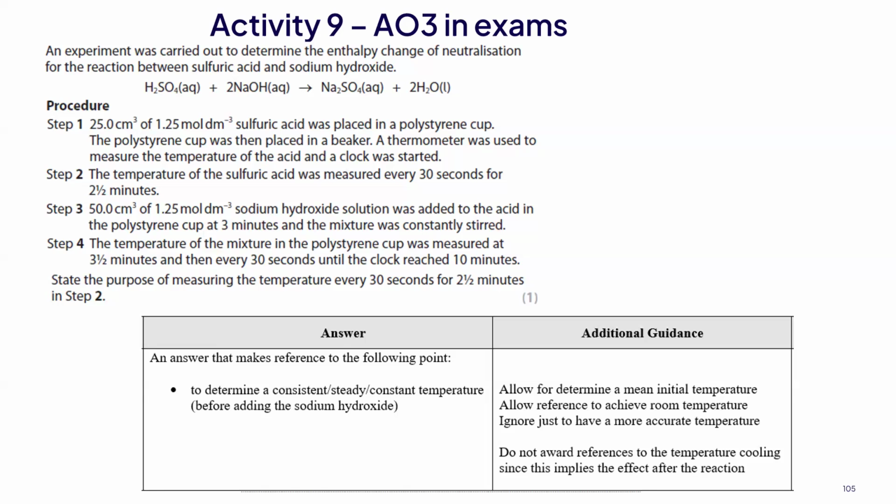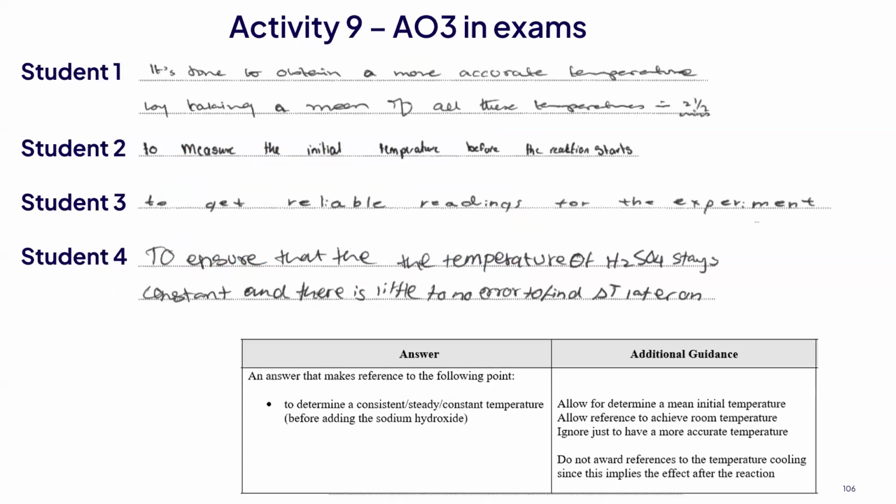"Do not award" is always a negate mark. So if they make reference to that, it can take away anything good that they've actually written. Whereas "ignore" means just ignore, so you don't penalise. A "do not award" is a penalty. Okay, so let's have a look at the questions.